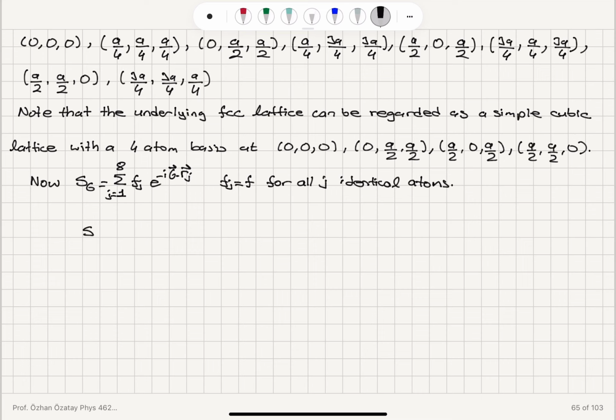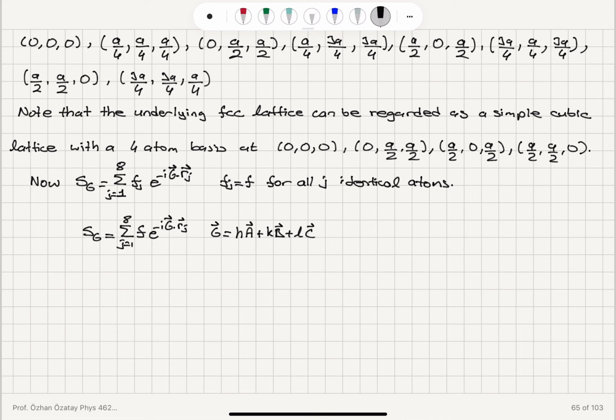The geometrical structure factor then becomes the sum from j equals 1 to 8, with a single f value for all atoms in the basis, of e to the minus i G dot Rj, and our reciprocal lattice vector G is of the form h A plus k B plus l C.